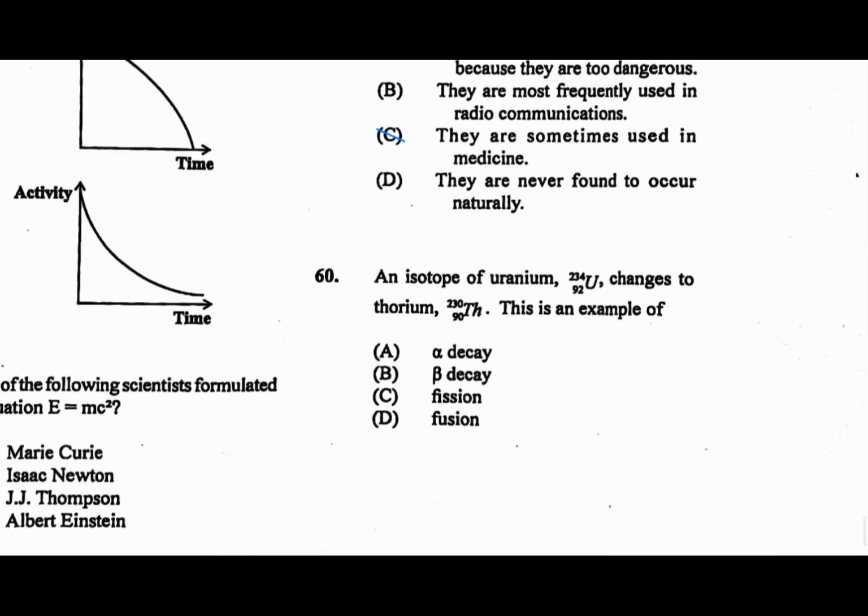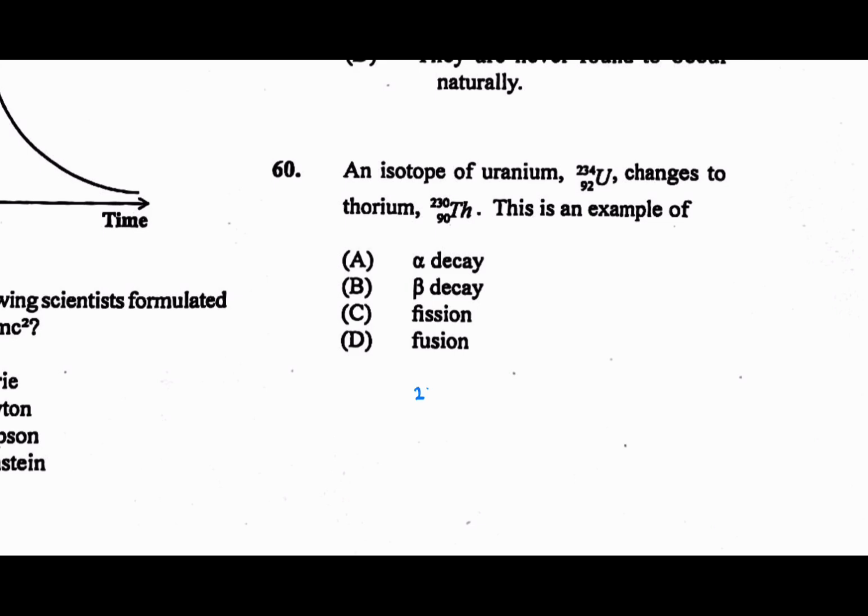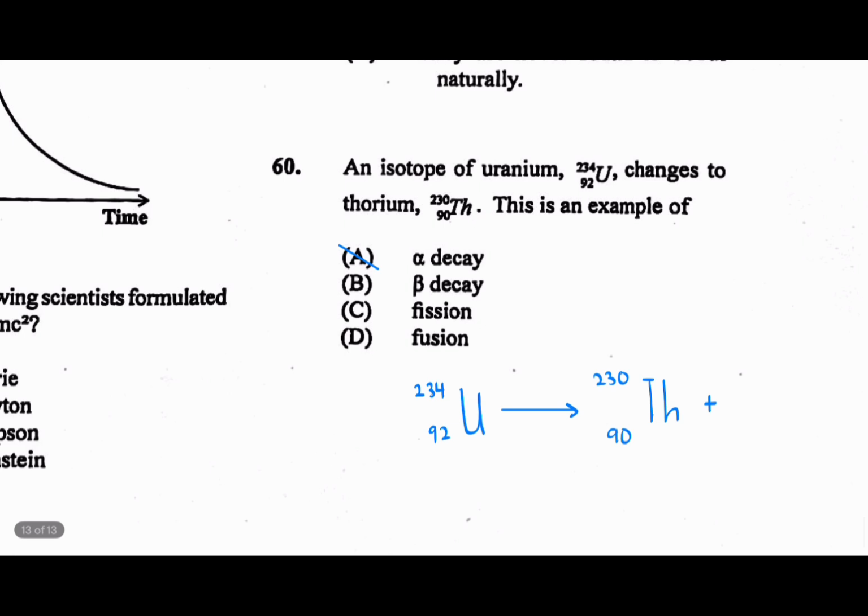60. An isotope of uranium. So we have uranium, which is 234 92 U, right? Changes to thorium, which is 230 90 Th. This is an example of what? So immediately the answer is alpha decay, right? But why? I want you to observe something. In any equation, the left-hand side must be equal to the right-hand side. So if we started off with 234 and now we are at 230, that means we would have lost 4 from our mass number. Okay, 4.